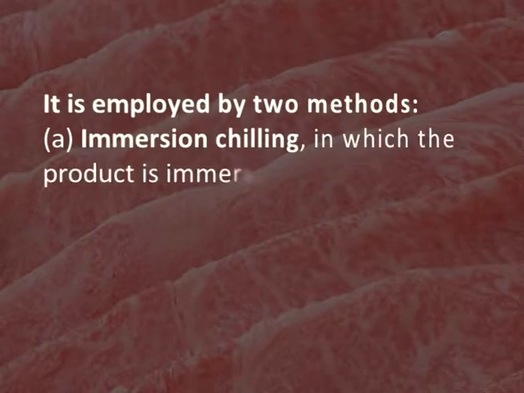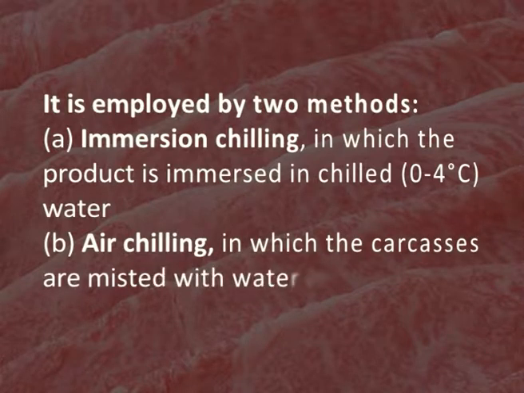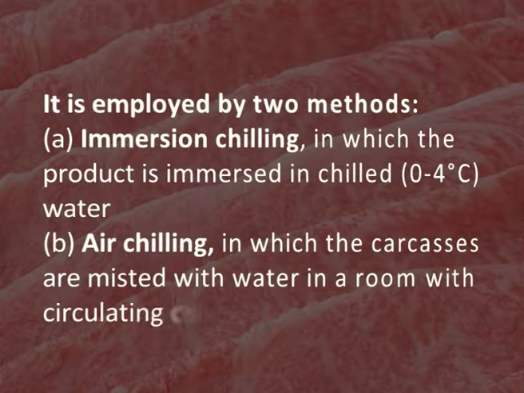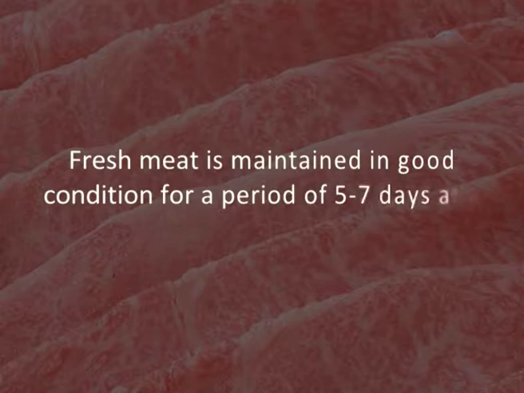It is employed by two methods: immersion chilling, in which the product is immersed in chilled water, and air chilling, in which the carcasses are misted with water in a room with circulating chilled air. Chilling in air reduces carcass surface temperature and enhances carcass drying, both of which reduce the growth of bacteria. Generally, fresh meat is maintained in good condition for a period of 5 to 7 days at a refrigerated temperature of 4 degrees centigrade.